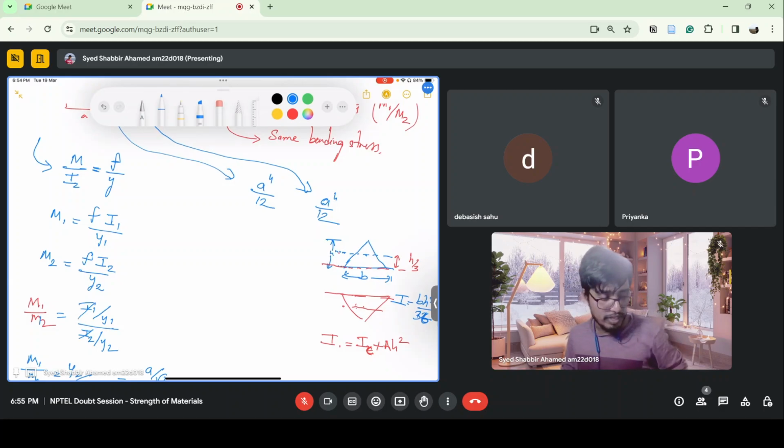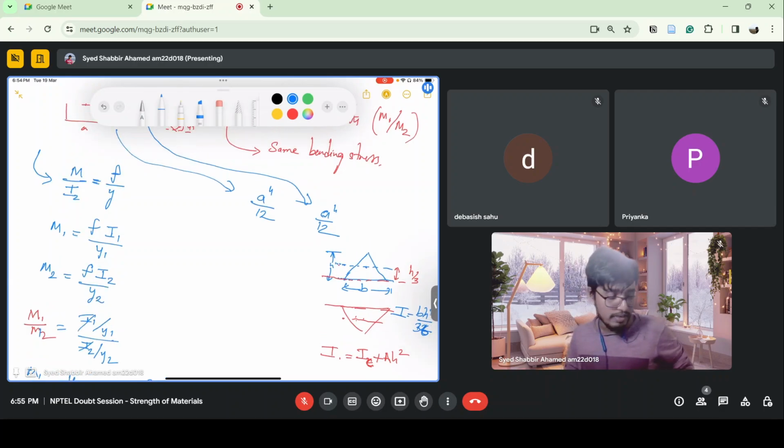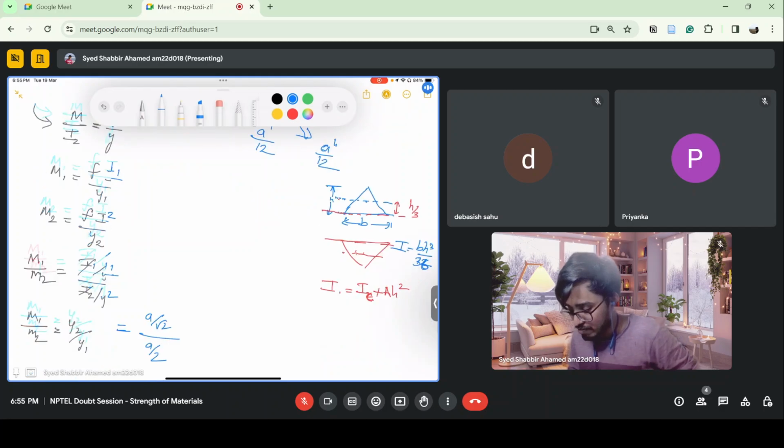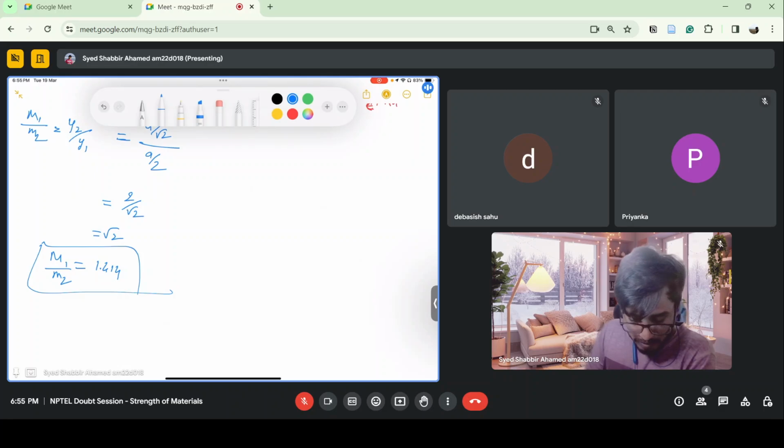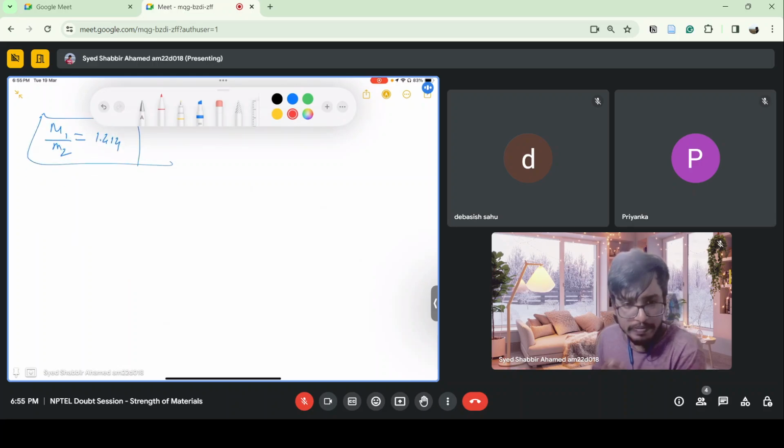We have to get the moment. So we have to use this relation, the flexure formula, which gives the relationship between bending stress and the bending moment. Okay, so we move to the next problem.